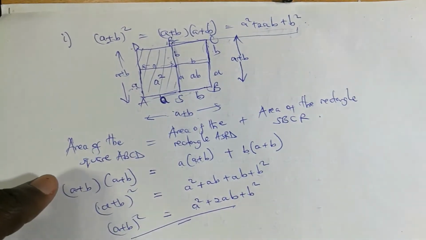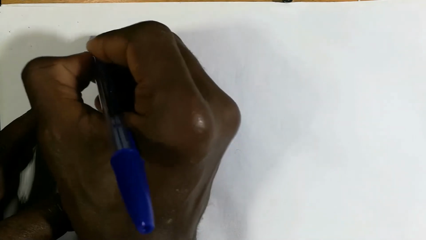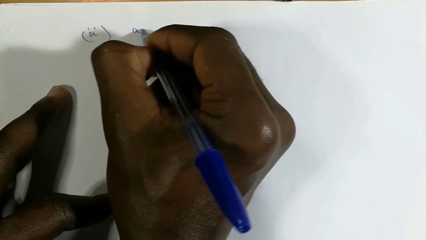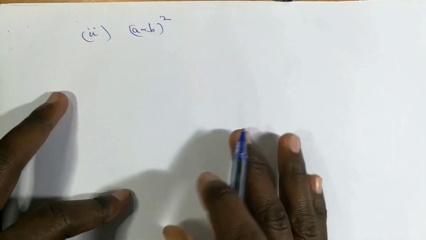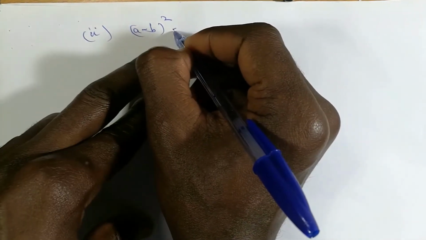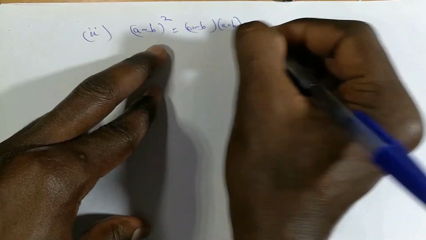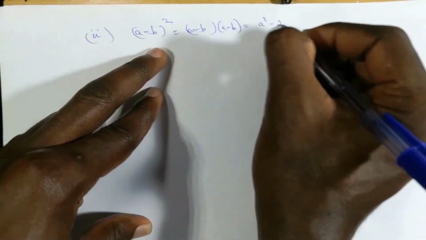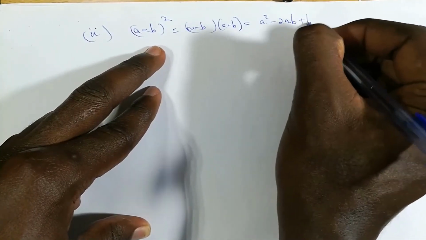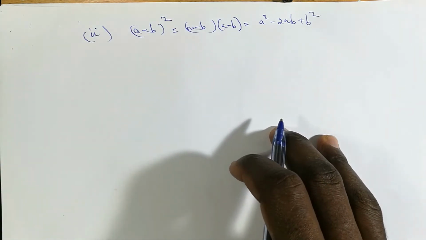Now another thing that we're going to look at will be this one, a minus b squared. This one we'll realize is going to be given by, this is the same as a minus b into a minus b, and it's a squared minus 2ab plus b squared. We need to get that and see how we can come to that.